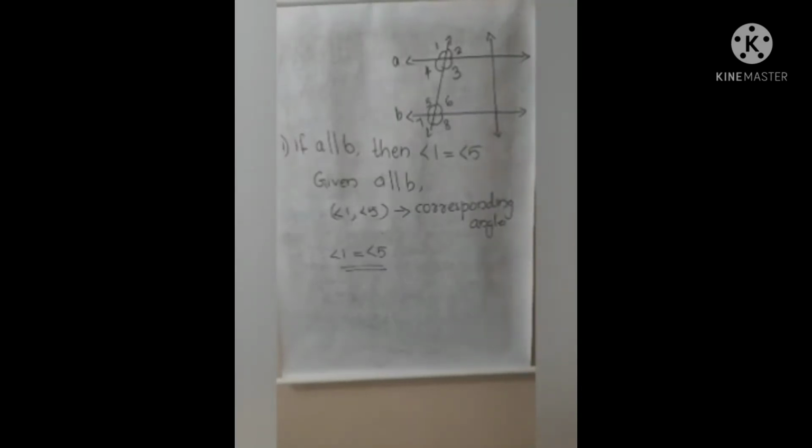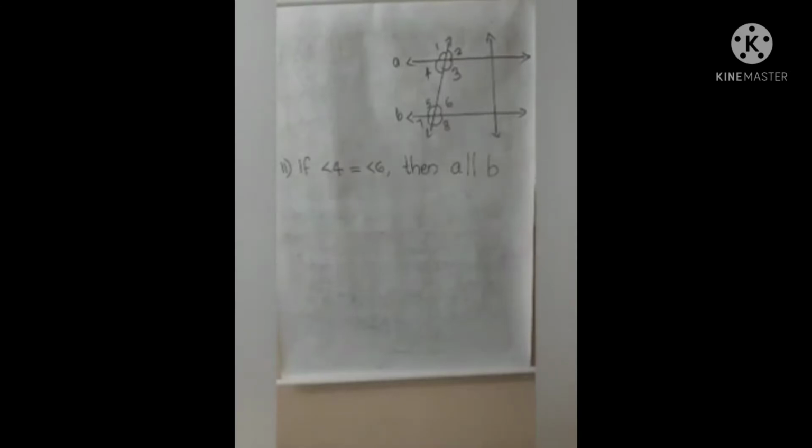So what is it? In the question, the condition given is A parallel to B. That means the lines are parallel. That is given. We need to prove these angles are equal. So we identified that angle 1 and angle 5 are a pair of corresponding angles. Then we have studied if a transversal cuts two parallel lines, then each pair of corresponding angles are equal. So we can say angle 1 equal to angle 5. What will you write as the reason here? Each pair of corresponding angles will be equal when a transversal cuts parallel lines.